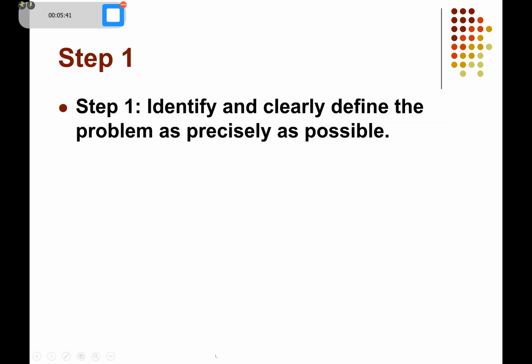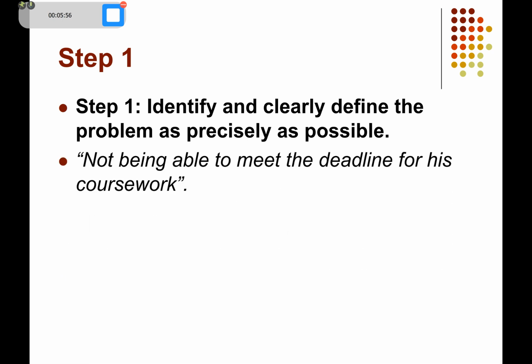So we're going to go through the various steps and think about how James might resolve his problem. So first thing he has to do is to identify and define the problem and to be as precise and specific as possible. So the problem is that he's not being able to hit the deadline for his coursework. Okay, so nice and clear, can't meet the deadline.